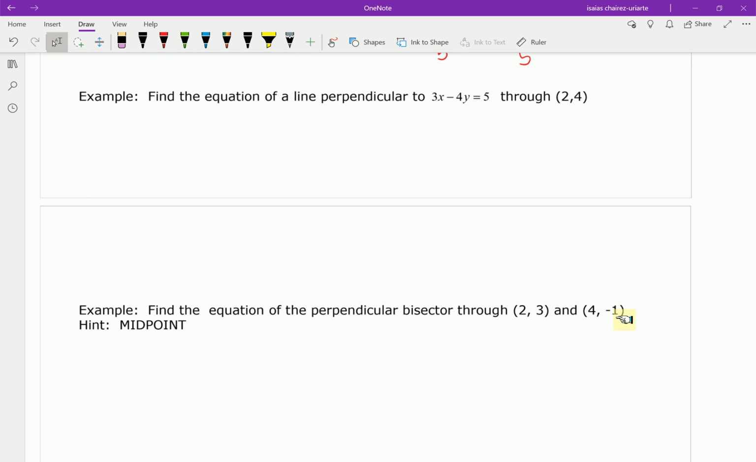Find the equation of the line that's perpendicular to this line, and goes through the point 2, 4. Remember that perpendicular lines are supposed to have negative reciprocal slopes. So perpendicular lines have slopes that are negative reciprocals of each other. So pause the video, see if you can find the equation that we're after.